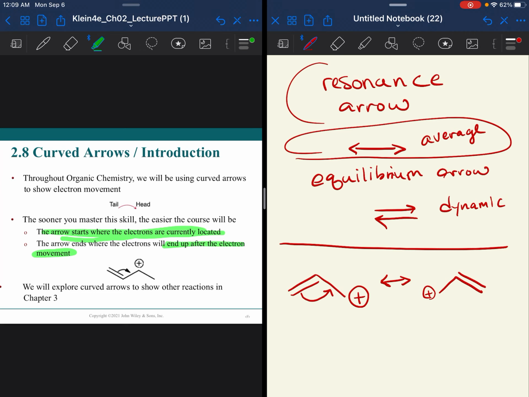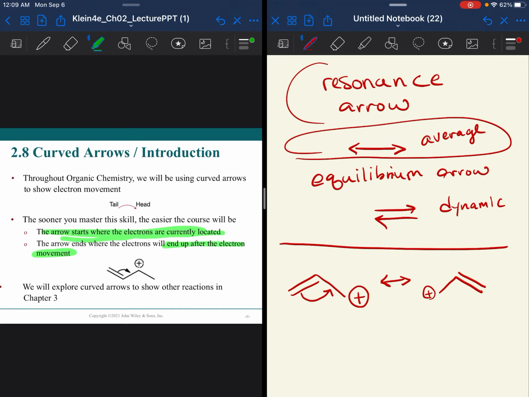Now for resonance, again, it's important to recognize it's not going back and forth. It's not showing actual bonds breaking or forming. It's just a tool to help you get from one resonance structure to the other. And why is this important? Well, in the next video, I'm going to show you common resonance curved arrow patterns. And so if you get stuck on a resonance problem, having these 5 patterns to fall back on can be really helpful. All right.